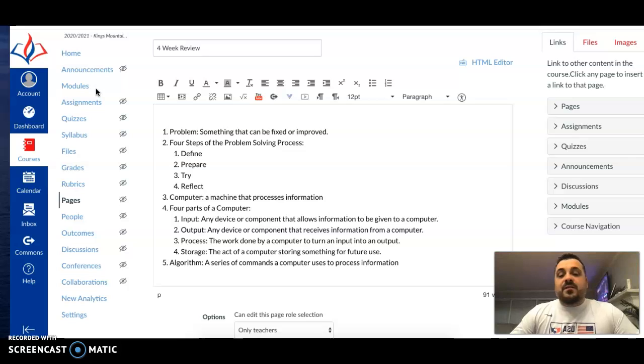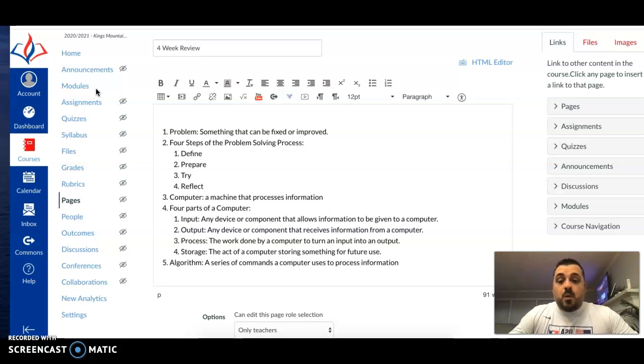Now, we've had a lot of information these first 4 weeks, but for review purposes and for the purposes of this class, I want to make sure that you really understand these 5 key principles that we've gone over so far. We want to be able to define a problem. We want to know the 4 steps of the problem-solving process. We want to understand what a computer is.